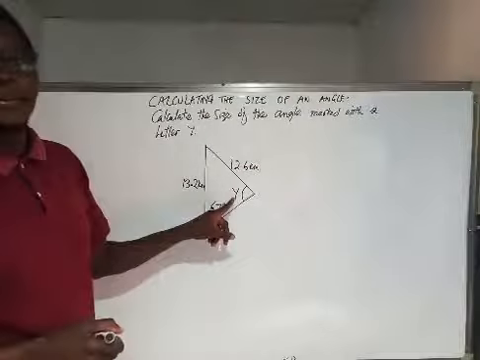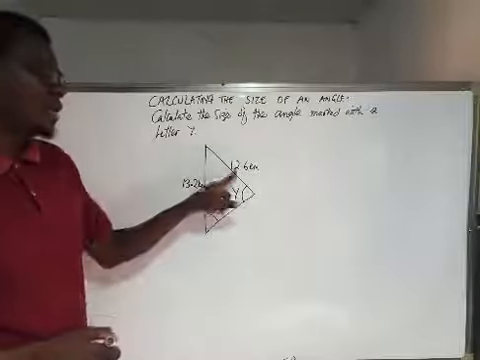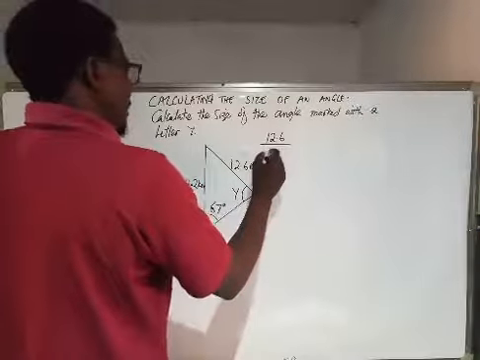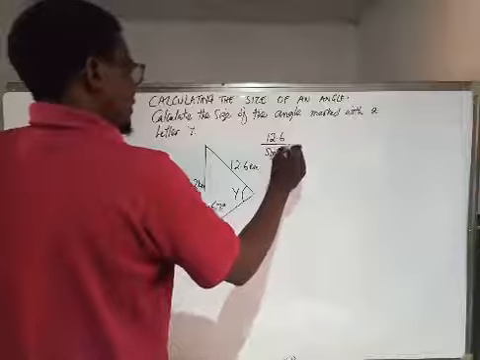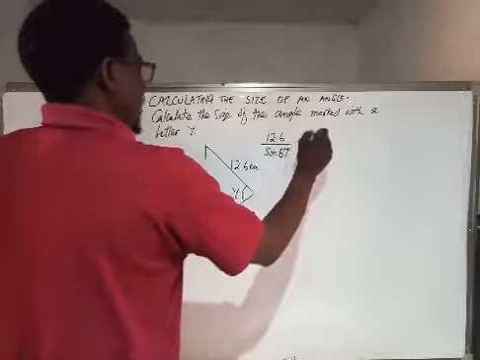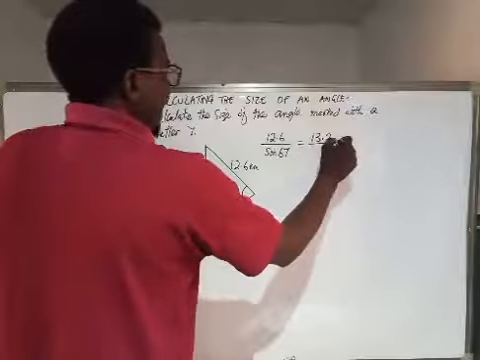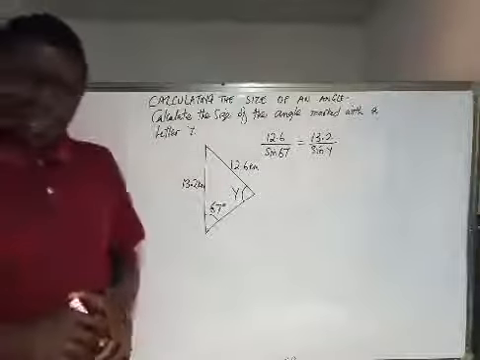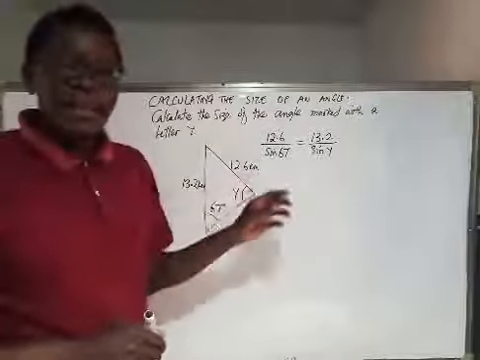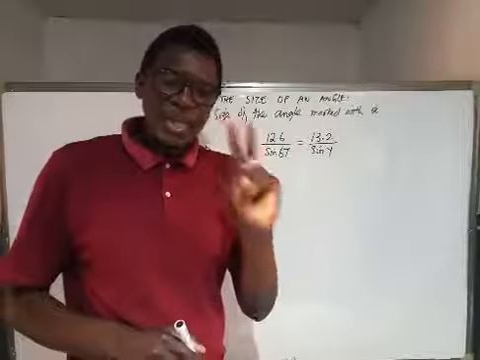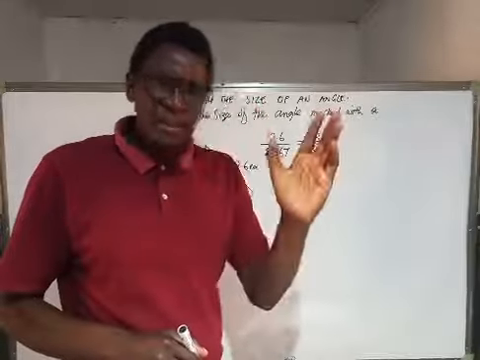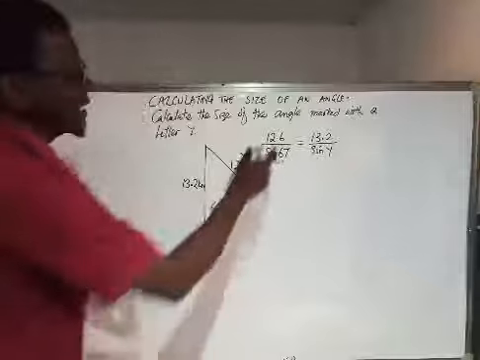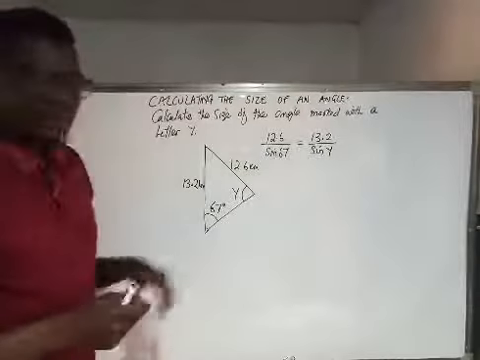If we want to find y, we are comparing the side with its corresponding angle. So we say 12.6 over sine 67 is equal to 13.2, compare it with the sine of y. Why are we doing this? A fraction is a comparison between two things. That's one thing that you must always remember. So we are comparing this to that. That's why we are doing this.